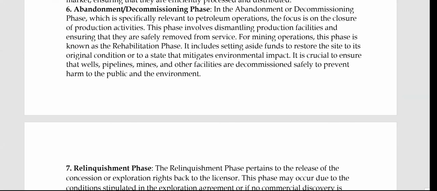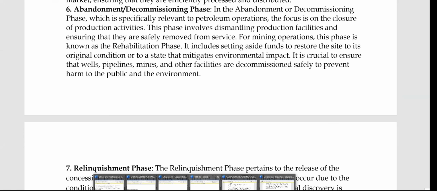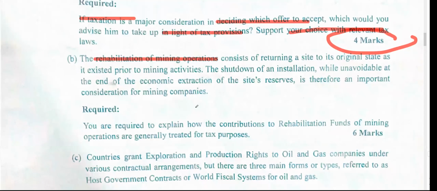Are you gradually getting the framework? It's not about the questions I'm solving. It's the mindset behind it. With rehabilitation, you can't just say that it focuses on closure of production. Yes, that is the explanation, but the law itself gives us how to treat rehabilitation, and then what do we call it?